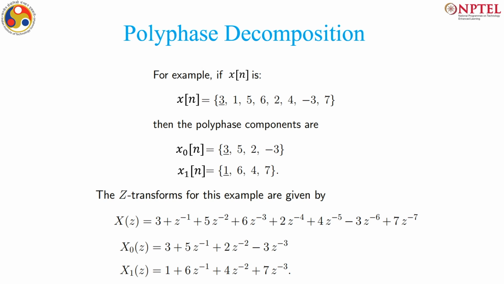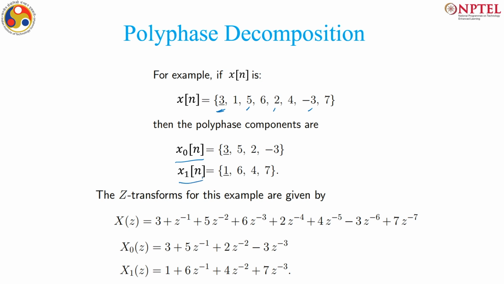Let us take an example to clarify the concept. This is our signal and this is my 0 index. Let us take the odd indices or odd values of the signal first to form x0 of n, which is 3, 5, 2 and minus 3.